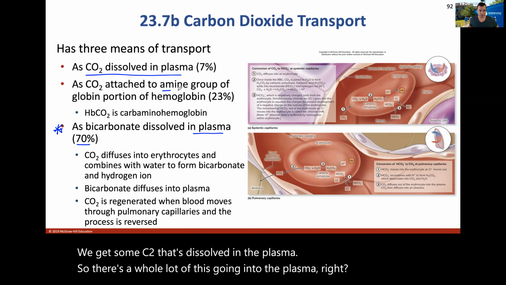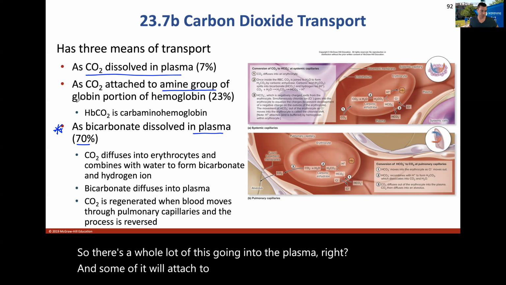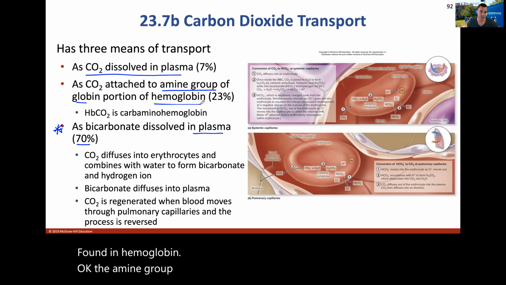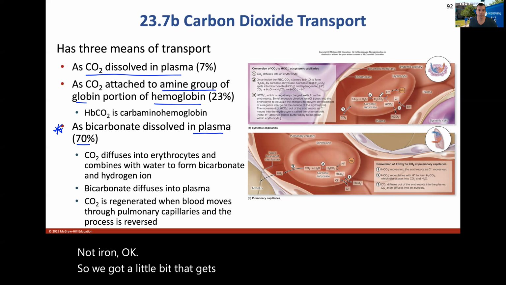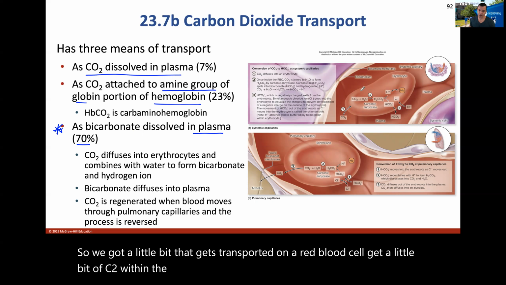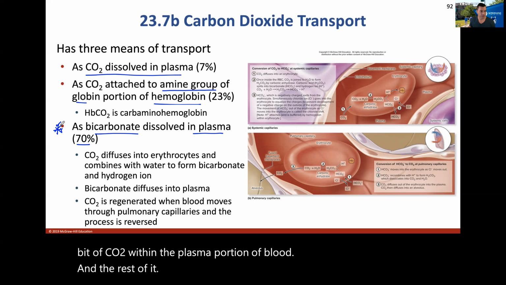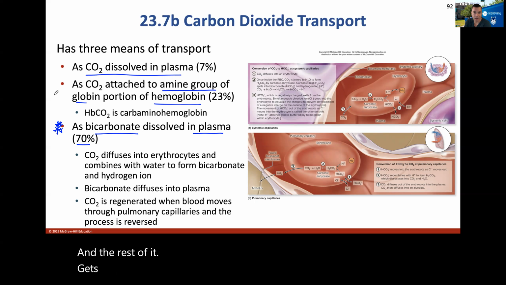And some of it will attach to the amino group, or the amine group, found in hemoglobin. Okay, the amine group found on the globin portion, not iron, surrounding it. So we get a little bit that gets transported on a red blood cell. You get a little bit of CO2 within the plasma portion of blood. And the rest of it gets traveled around as bicarbonate.